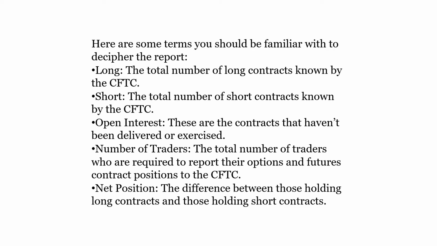Here are some terms you should be familiar with to decipher the report. Long means the total number of long contracts known by the CFTC. Short is the total number of short contracts known by the CFTC. Open interest is these are the contracts that haven't been delivered or exercised. Options being what we described in one of our very first lessons, being a form of trading where a person who has an option has the option to buy or sell a currency at a certain price.